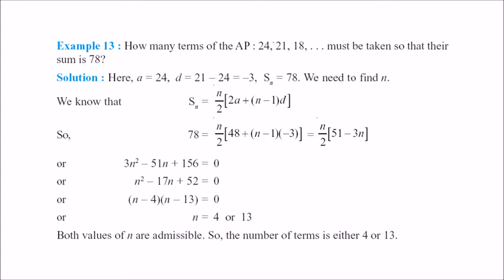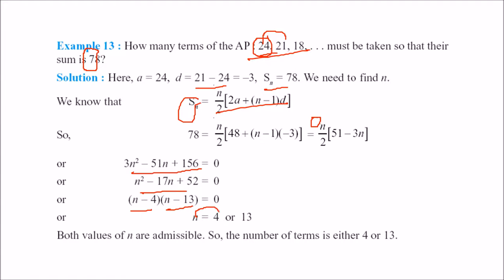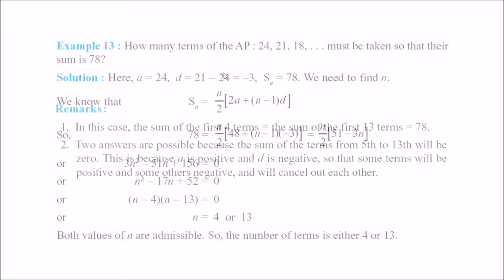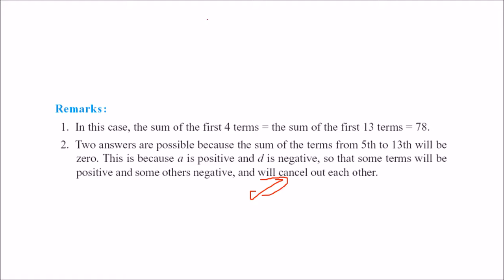How many terms of the AP 24, 21, and so on must be taken so that their sum is 78? Now a is 24, d is 21 minus 24, that is minus 3. The Sn, which is the sum of these numbers, is 78. We need to find out how many numbers add up to 78. So Sn is 78, just place it here. We have to find out n, that will come to some quadratic equation. Just solve it by factorization, (n minus 4)(n minus 13), and n will be 4 and 13. If you see the 4th term and 13th term, they both add to the same number. So this is the answer.